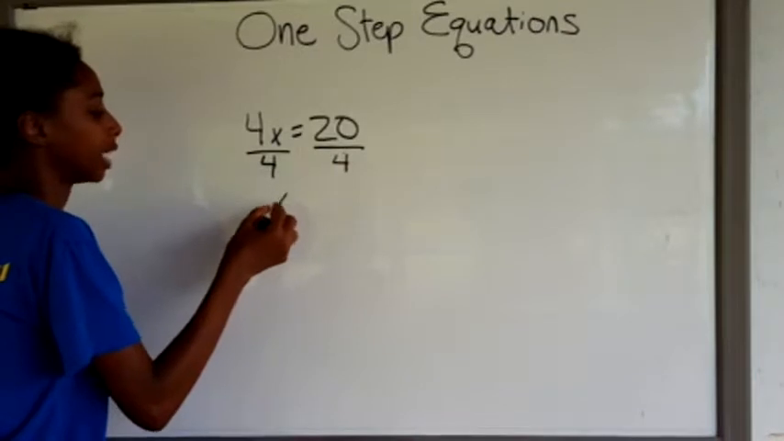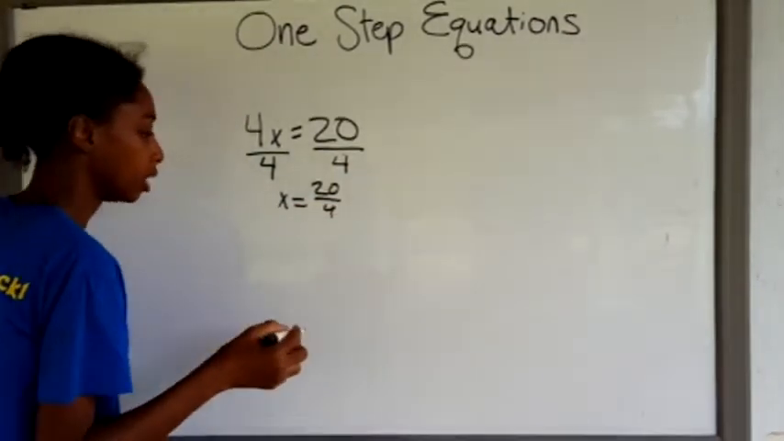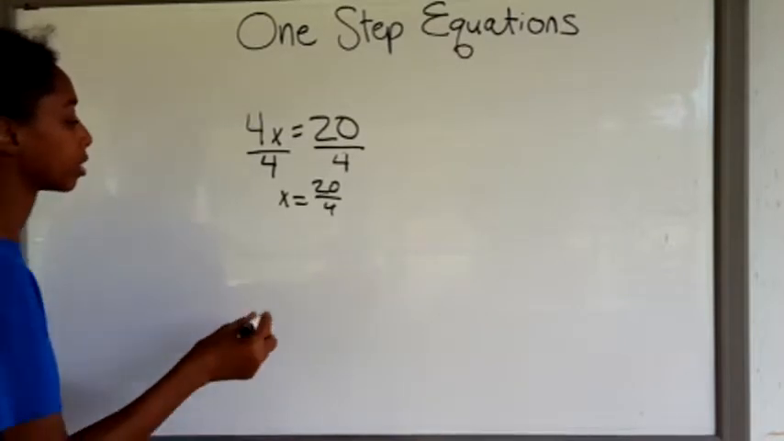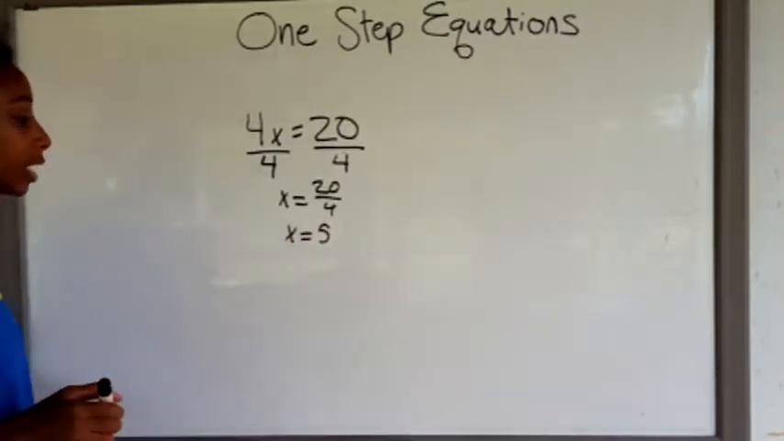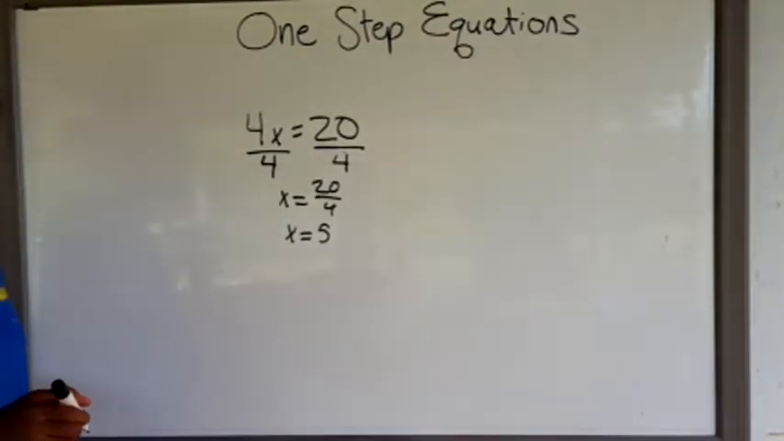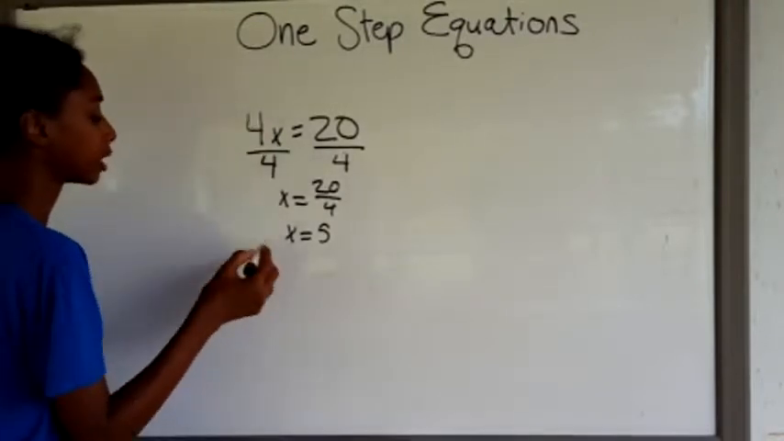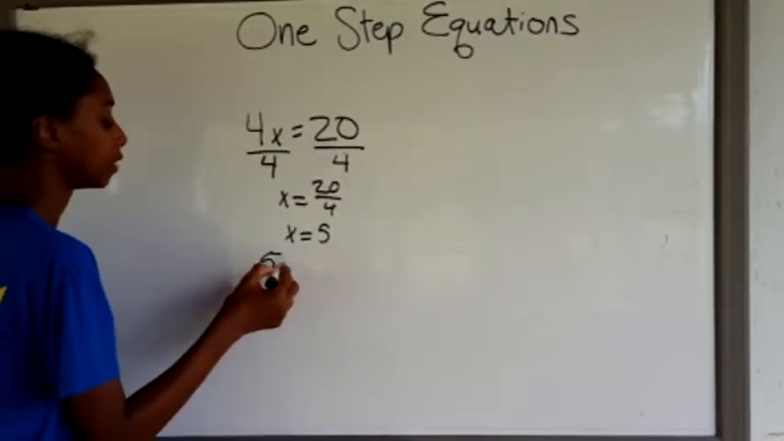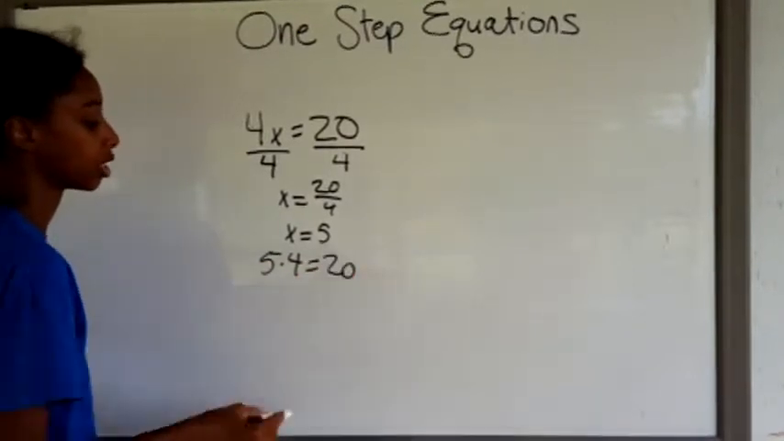Alright, so that leaves us with x equals 20 divided by 4. And 20 divided by 4 is 5. Alright, so x equals 5. So if we plug that in, we have 5 times 4, and we know 5 times 4 is 20. So that was correct.